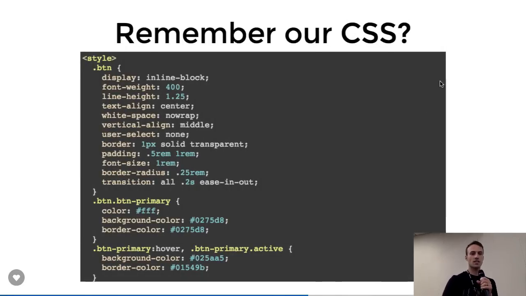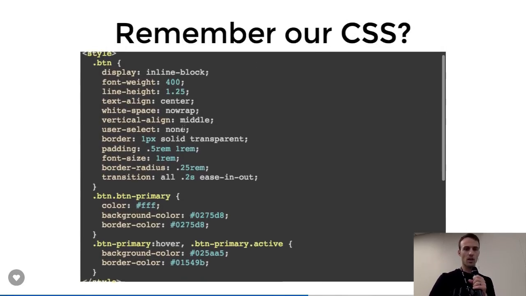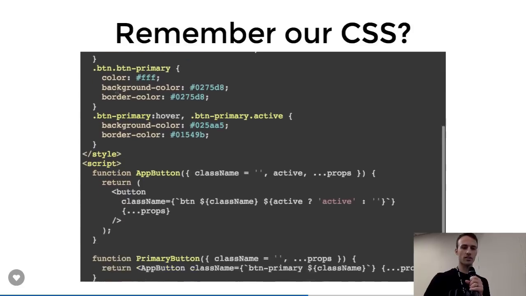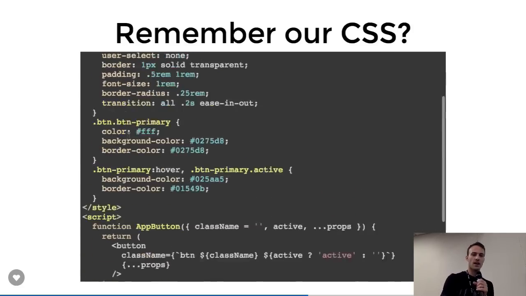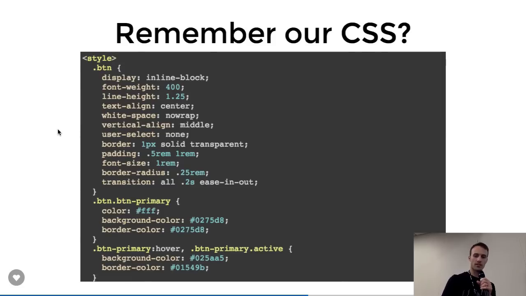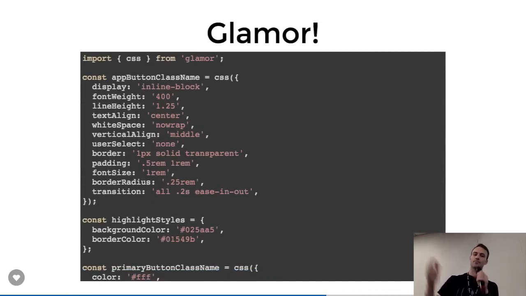So let's take a look at this CSS now. I very kindly put them together in a single file in style and script tags. And here's all of our CSS. Here's our components using that CSS. We're going to take this CSS and migrate it to CSS-in-JS. Poof, migrated. And this is using a library called Glamor.